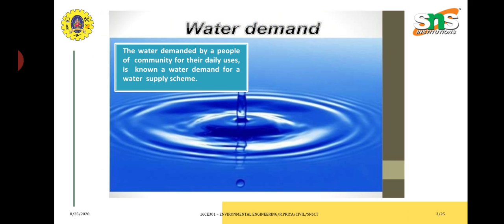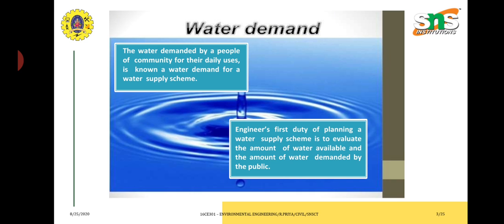Water demand is nothing but the amount of water that people are using daily. That is, a person requires so many liters of water per day in order to perform all his activities and household things. So this is known as water demand. As an engineer, it is our duty to calculate the amount of water demand and also the amount of water that is available in the source. So we have to maintain a balance between these two and design a very good water supply scheme.